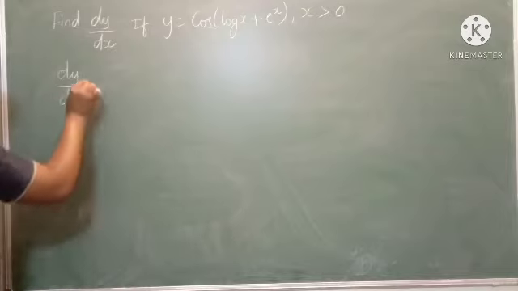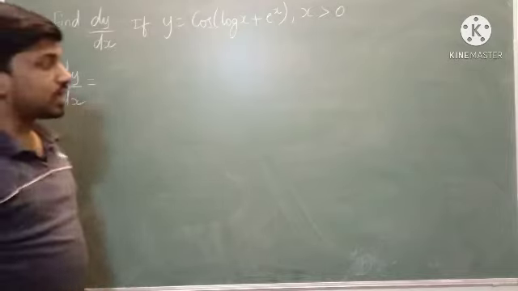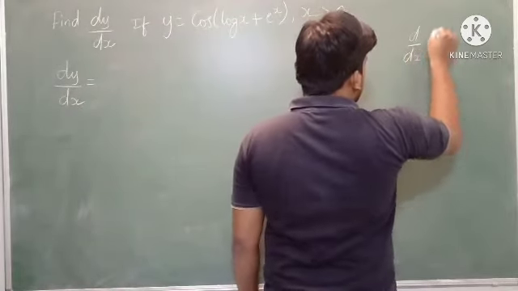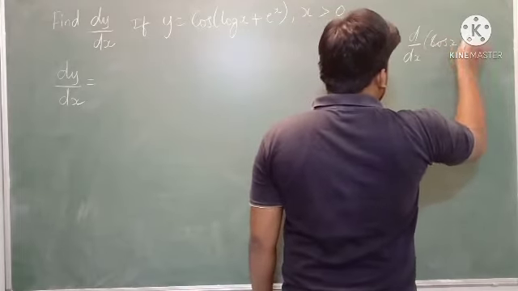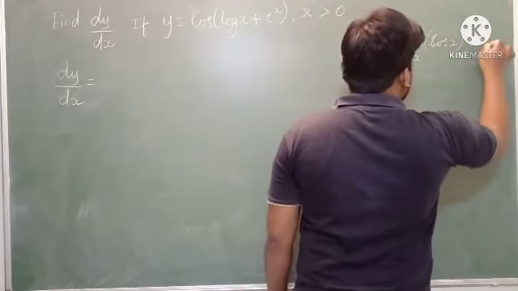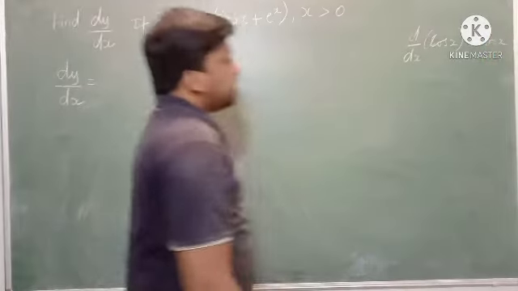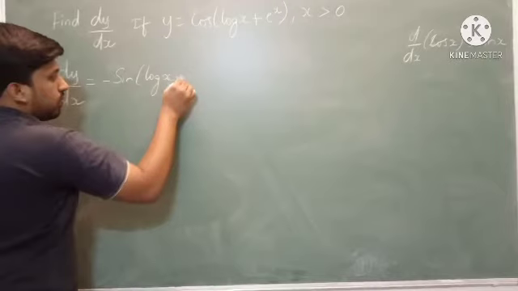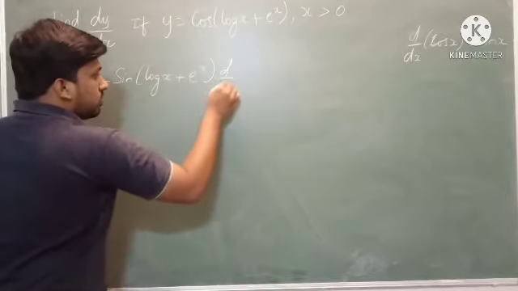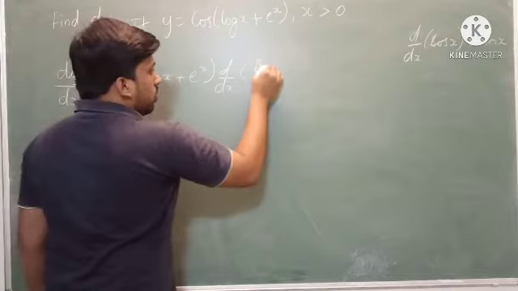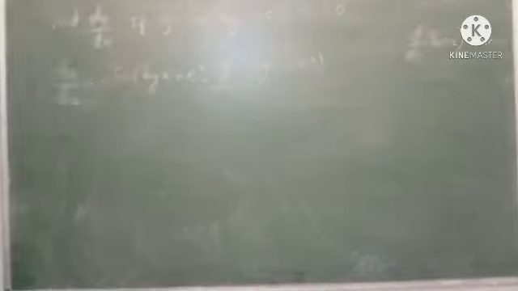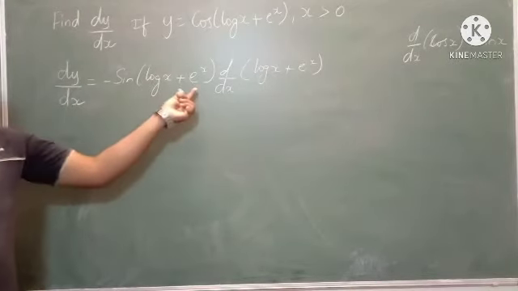dy by dx, that is nothing but, what is the derivative of cos x? The derivative of cos x is nothing but minus sin x, isn't it? So this is going to become minus sin of log x plus e to the power of x into d by dx of log x plus e to the power of x. Understanding? So I am going to take minus sin of log x plus e to the power of x.